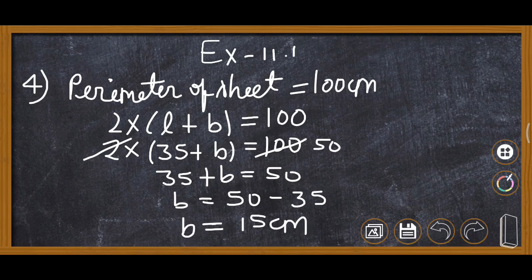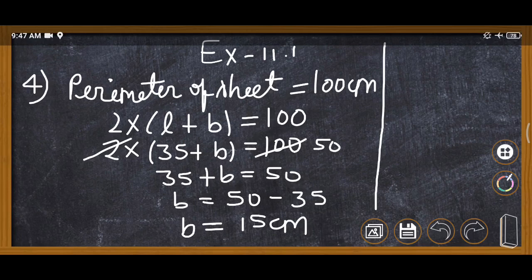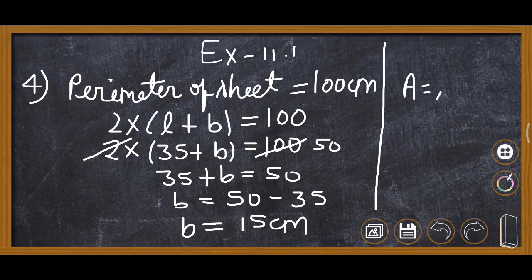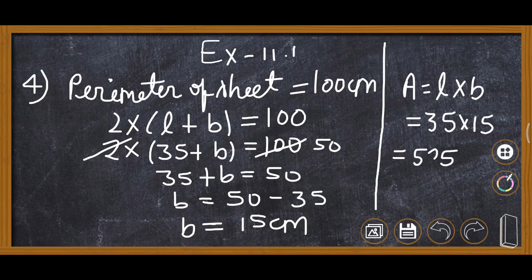Now after finding breadth, it is written find area also. So formula of area is equal to length multiply breadth. This is the area of rectangle. Length is 35 and breadth is 15. So 35 multiply 15. 15 5s are 75, 7 carry, and 15 3s are 45. Then it is 525 centimeter square. Centimeter square is the unit of area, so here we will write centimeter square.